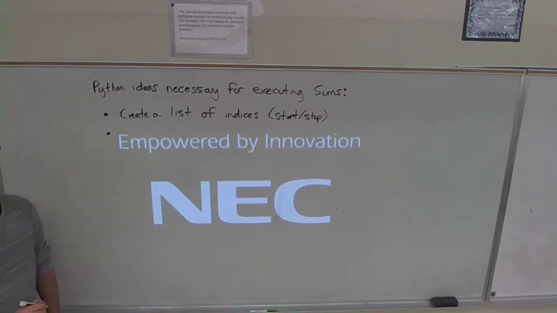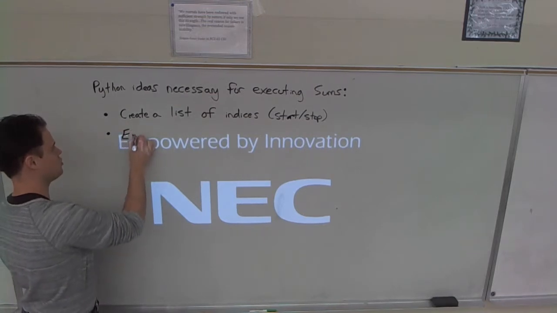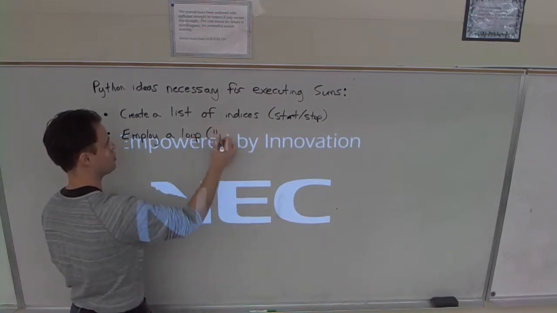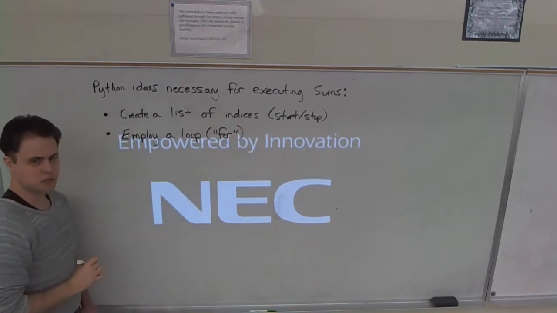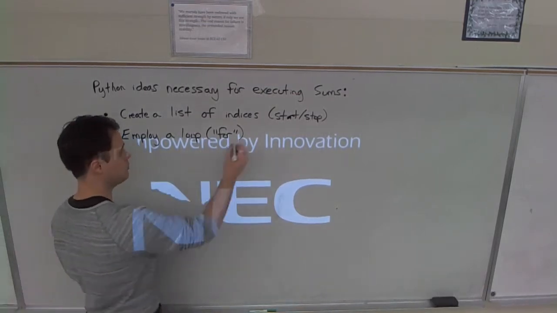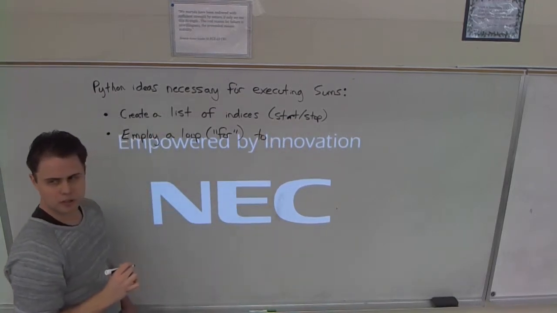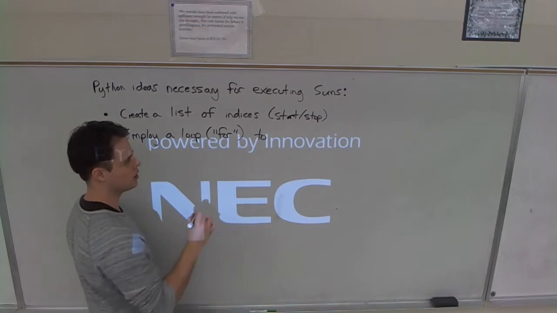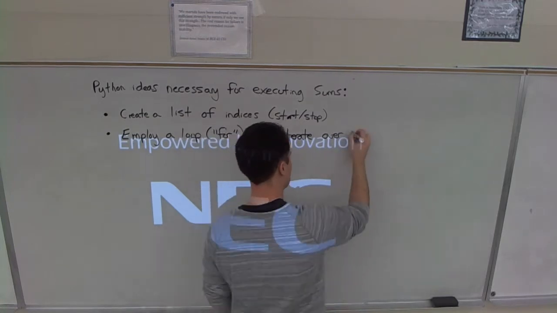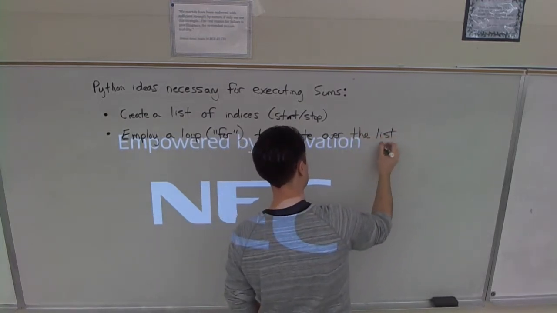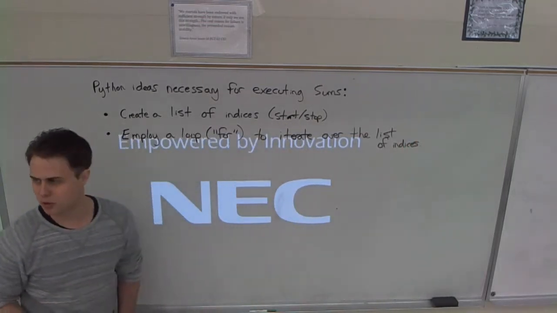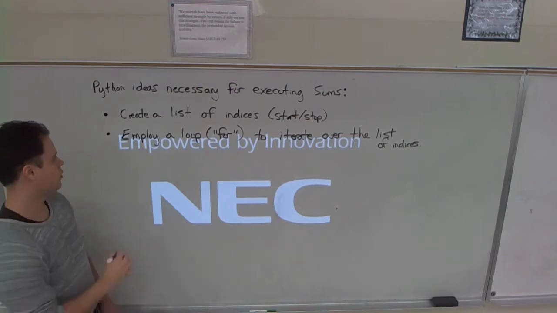The next thing we need to do is use a loop. So I'm going to say employ a loop. There's different kinds of loops. One of the most common kinds of loops in programming is called a for loop. So we're going to employ a loop to do, using a word we learned yesterday in that film, and I think we've seen a couple times, we're going to use it to iterate over the list that we made. So the list of indices. That means we're going to have the loop do something for everything in that list. Okay?